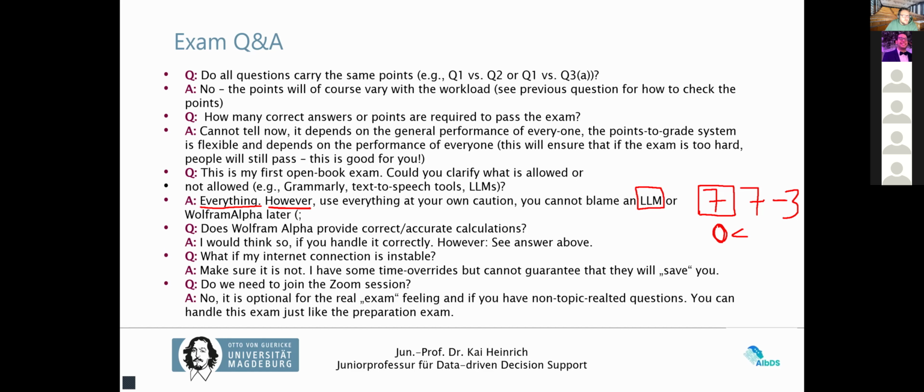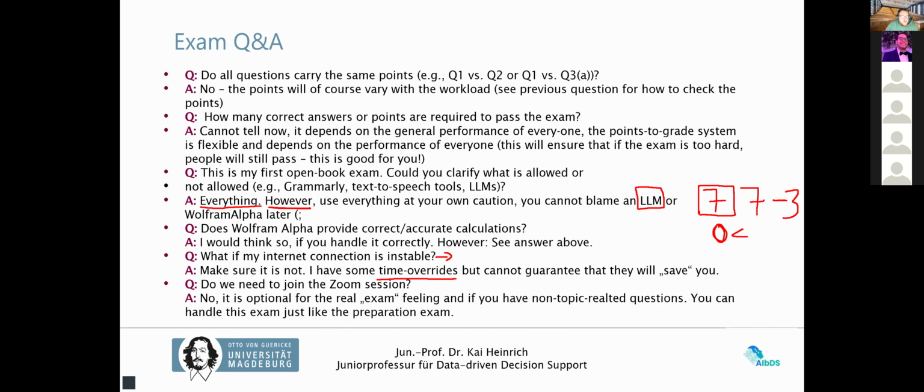Okay, what if my internet connection is unstable? The only problem with an online exam is to make sure it is stable. I have some time overrides to join the Zoom session. I can override your time a little bit, but then again, I see if you're really thrown out of the exam. The problem is if you drop out of the exam, you can just buy yourself time, so I will basically not use time override. So this is your problem, basically. Do we need to join the Zoom session? No, it's optional for the exam. If you want to ask me questions and stuff like this, you can actually do it.